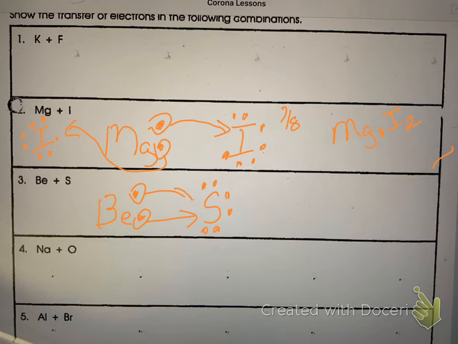So these electrons are going to zoom over here. Beryllium is going to give up its electrons and be happy. Sulfur is going to take 2 electrons and be happy. So beryllium is going to have a +2 charge, and sulfur is going to have a -2 charge. +2 and a -2, those cancel each other out, right? So we're going to end up with a formula of BeS.